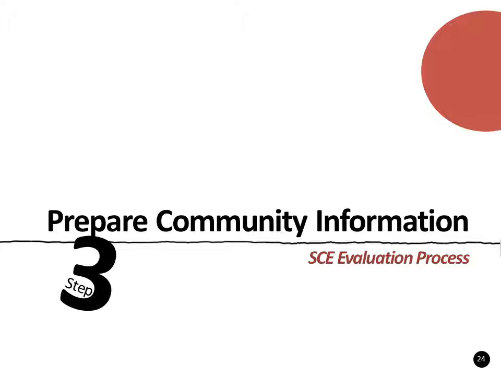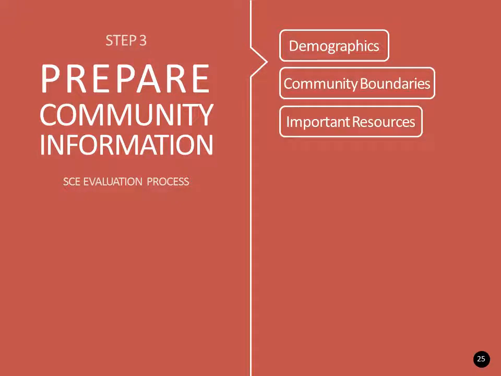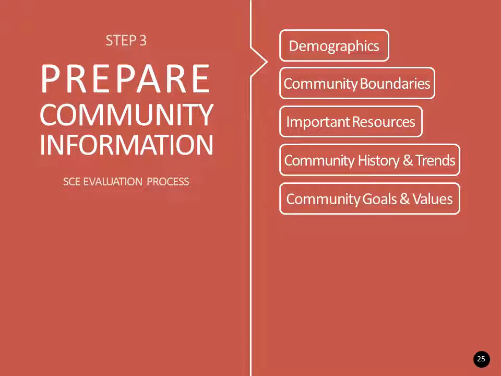The last step in preparation for SCE evaluation includes collecting additional data to support a thorough evaluation. Investigation of community characteristics in the study area is continued in Step 3 by collecting data about demographics, community boundaries, important community resources, community history and trends, and community goals and values. Collection of community information begins in the project planning phase and is updated in subsequent evaluations as necessary to sufficiently evaluate any unresolved SCE issues. The compiled community information from Step 1 is the base data for this step.